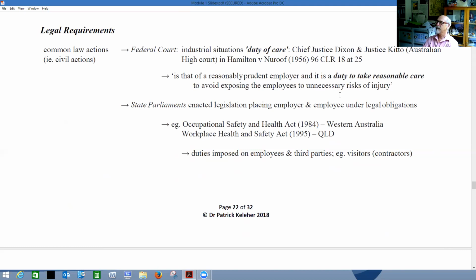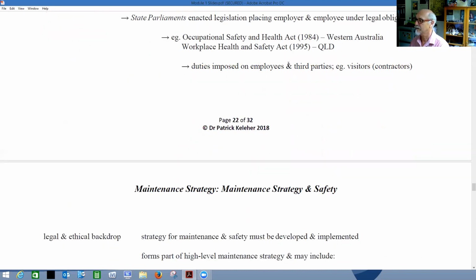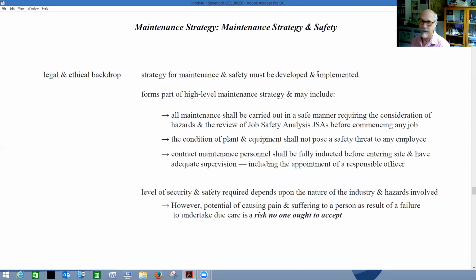So duties are imposed on employees and third parties, like again, if you've got a contractor coming on site, or visitors in a general sense, then there are legal requirements to make sure that they are able to move around the plant, the organisation, safely. The legal and ethical backdrop that we're talking about obviously brings in strategies for maintenance and safety, which must be developed and implemented. You must do maintenance in a safe manner. This forms part of the high-level maintenance strategy and may include: all maintenance shall be carried out in a safe manner, requiring consideration of hazards and the review of job safety analysis before commencing any job.